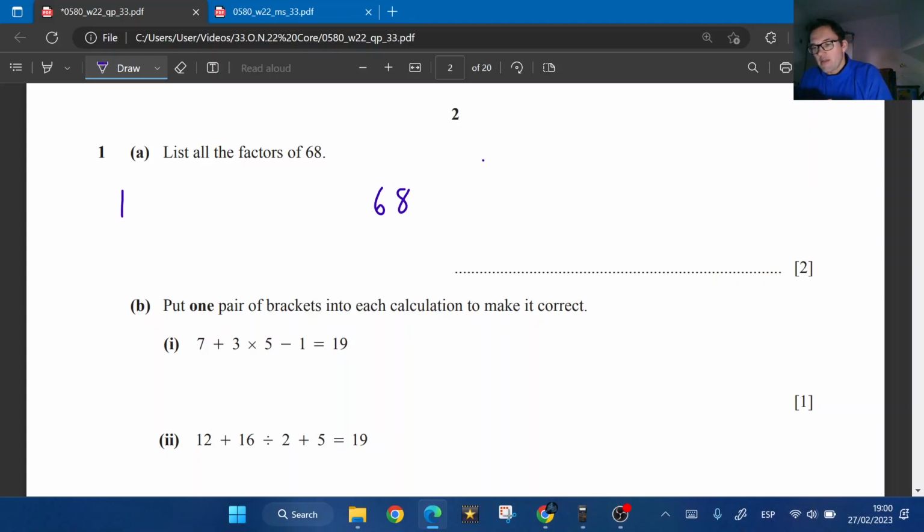Then let's see, this is an even number, so 2 will go in there. 2 times what is 68? That's easy, because half of 6 is 3 and half of 8 is 4. So 2 times 34 will be 68.